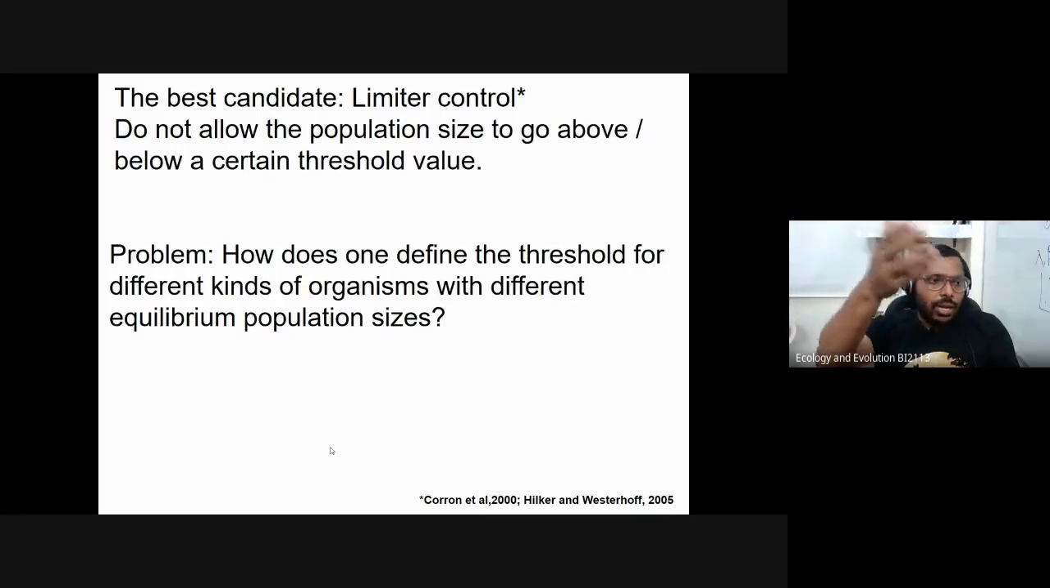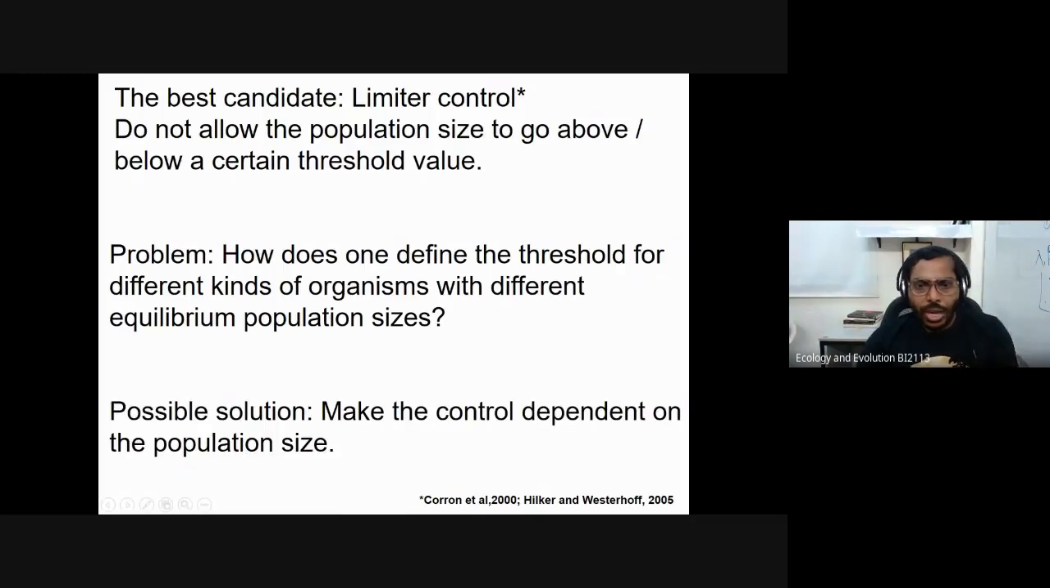So if you take your constant immigration, the pinning thing, and you do some numerical experiments on that, you will figure out that as you change your K, the value of C for which you obtain different dynamics will keep on changing. So if that be the case, how does one set the threshold for different populations? How can one come up with a method which is robust to this problem? The very obvious solution seems to be to make that control, whatever magnitude by which you are going to perturb, dependent on the population size itself.